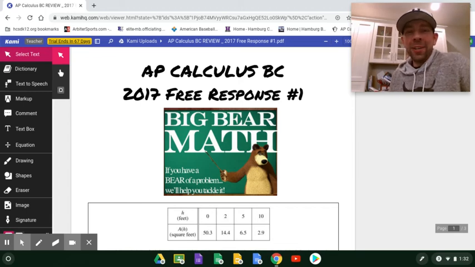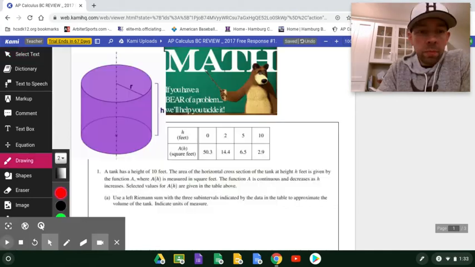Hey guys, we're inching our way closer and closer to the AP Calculus exam. We're working through all of those old free response questions that have been released. We're in 2017 looking at question number 1. It is calculator active, and it's a great question for both AB and BC students.